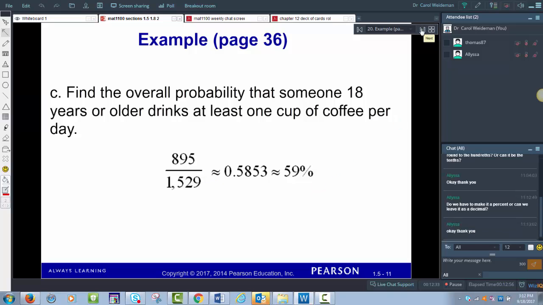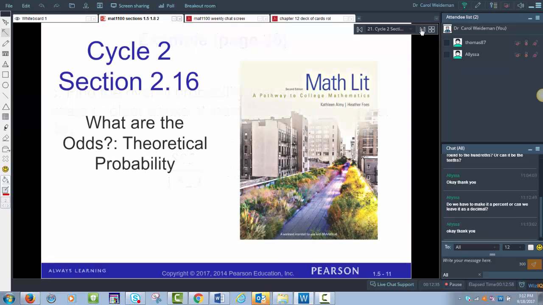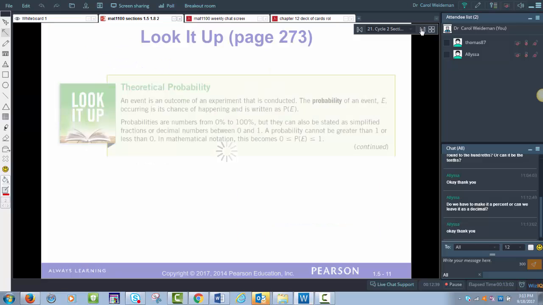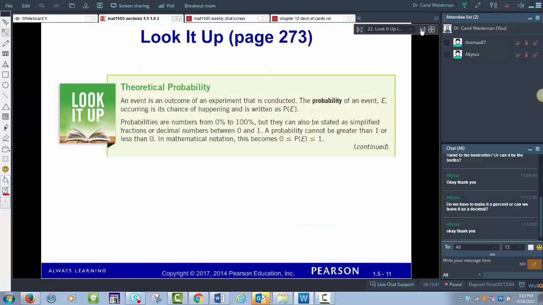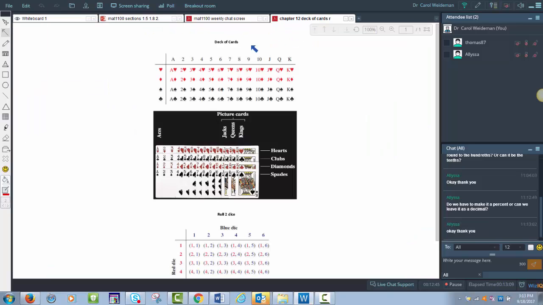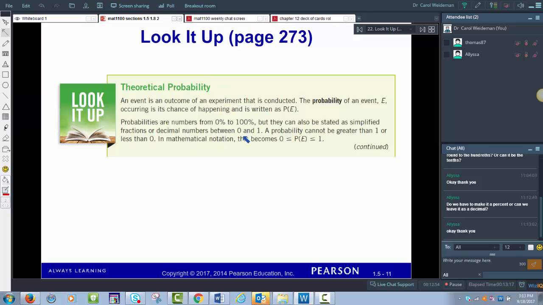Good question. All right, so now let's talk about theoretical probability. This is where you know how likely things are to occur, so you don't have to do an experiment. For instance, I've got a handout for you on the deck of cards. We know if we draw a card from a deck how likely it is to get different kinds of cards in there. So these are called theoretical probabilities.